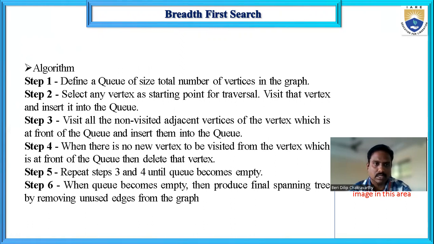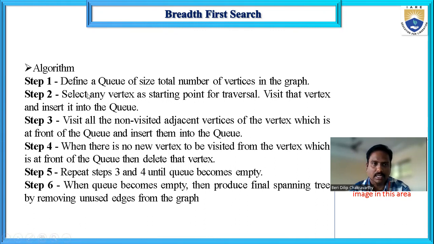First step, define a queue of size equal to the total number of vertices in the graph. Suppose the graph consists of 5 vertices, the queue size should be 5. If the graph consists of 10 vertices, the queue size is 10. We define the queue size as the total number of vertices in the graph.